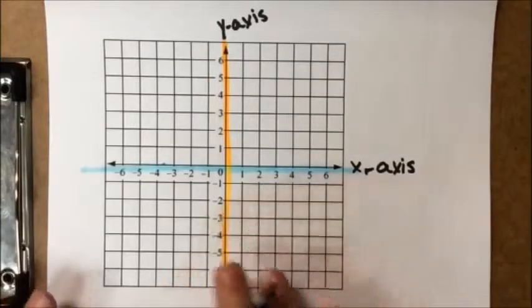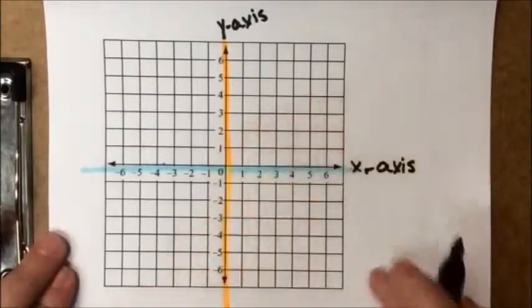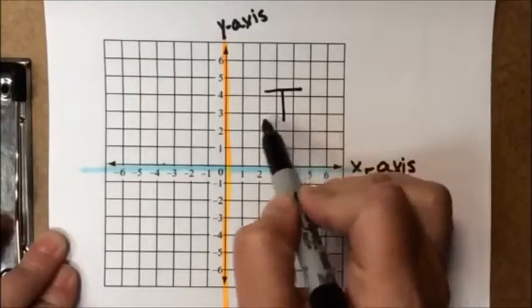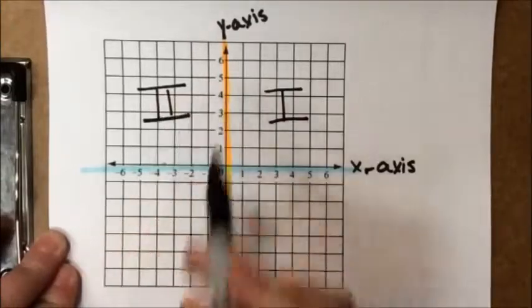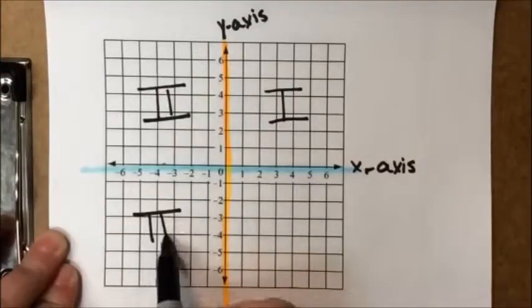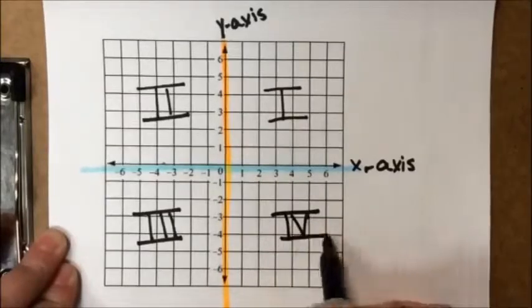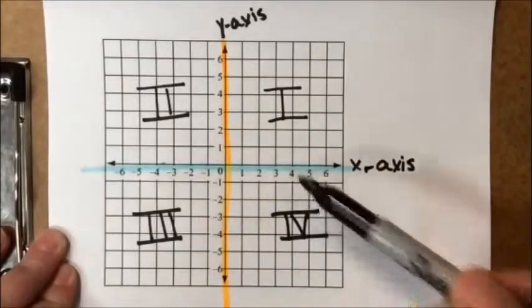On a coordinate grid, we can identify the different quadrants. There are 4 different quadrants. This is quadrant 1. This will be quadrant 2. This will be quadrant 3. And this is quadrant 4. Notice that it moves in a counterclockwise manner.